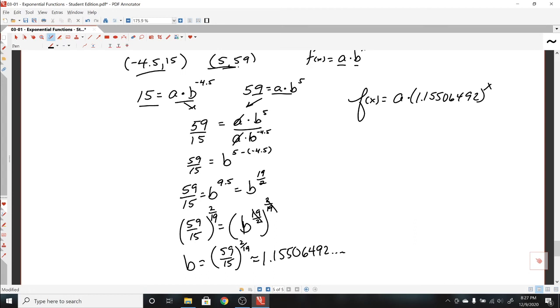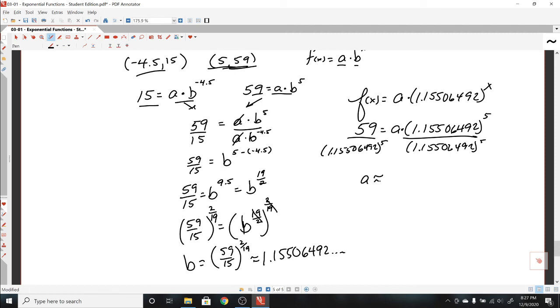Take either of these points. I'm going to take the (5, 59) because it avoids the decimal. 59 goes in for f of x, to the fifth power. And since this is multiplication here, we just divide by that value. And I get a, which comes out to be 28.69591231. So now I have a and I have b.